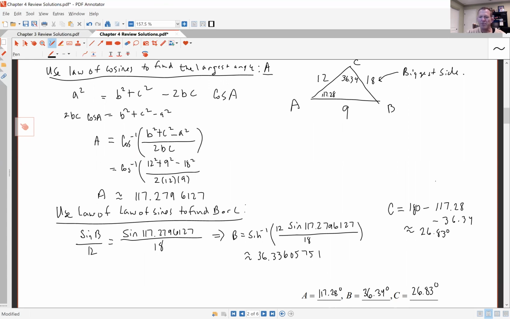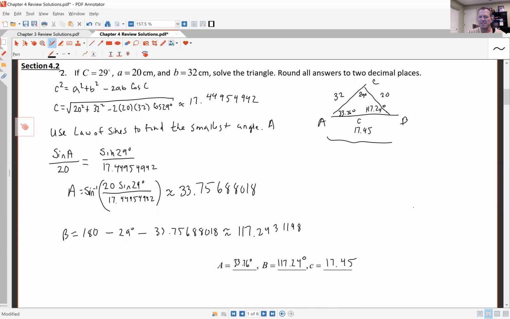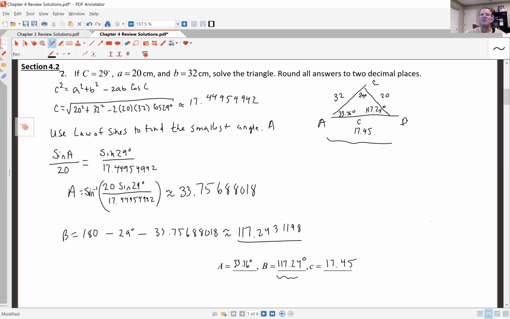All right, to recap: when you're given all three sides of a triangle, make sure you find the obtuse angle first if it exists. Go after the largest angle first. If you're given the side-angle-side case, use law of cosines first to find the opposite side, but then use law of sines to find the smallest angle. That way, the obtuse angle will come about just by doing 180 minus the two angles. This concludes the video for section 4.2 review, law of cosines in trigonometry.